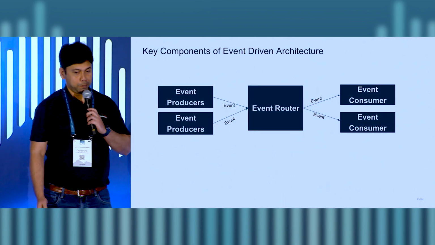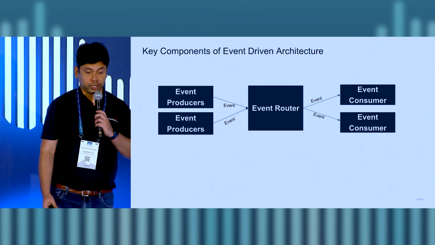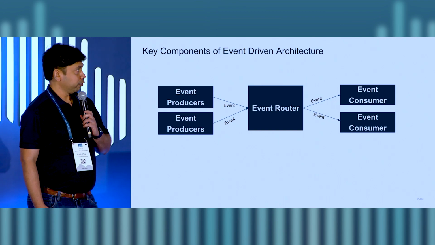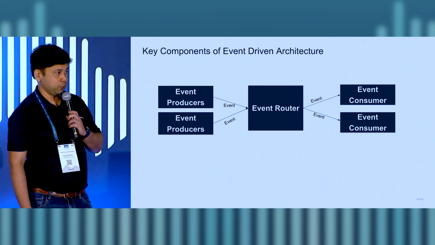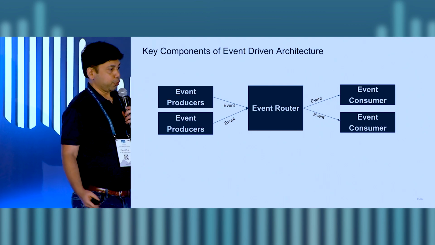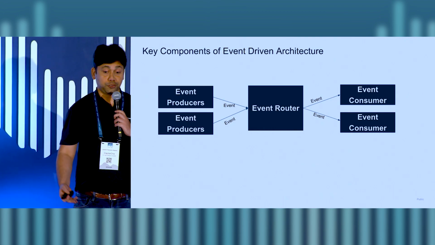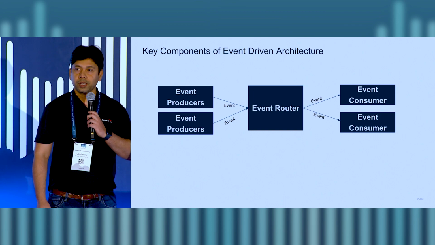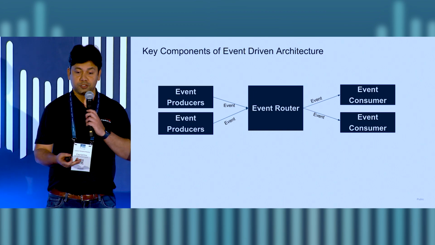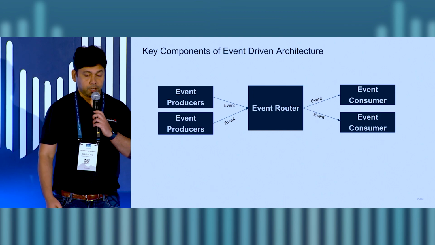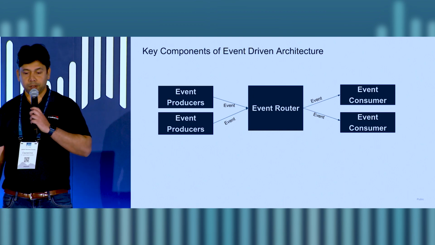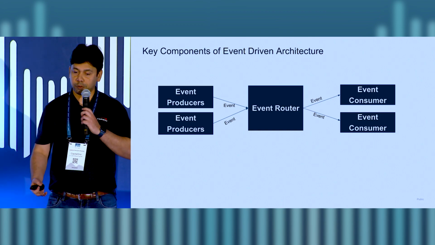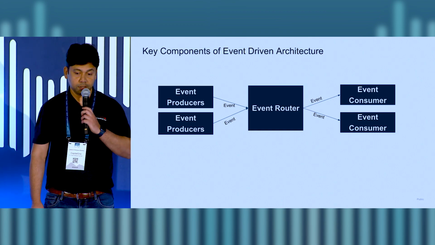Just going back to the event-driven architecture model, as you all know, these are the key components that we look at: event producers, event router, and event consumers. A producer is basically any entity that produces an event. It can be a user clicking a button, or it can be an API integration that produces some events. What is an event? An event is basically information about what's changed. It might have additional information about the data that comes with it.